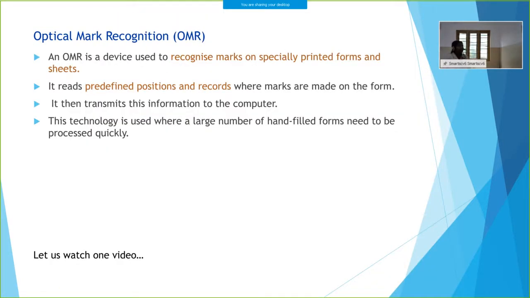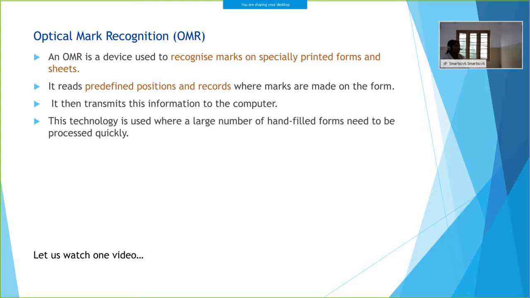Next one, optical mark recognition or OMR. What is the full form of OMR? Optical mark recognition. An OMR is a device used to recognize marks on specially printed forms and sheets. You know what an OMR sheet is. Already you are writing exams using that. In your Olympiad exam, you are using this type of paper. Nowadays, almost all exams are written using OMR sheets.